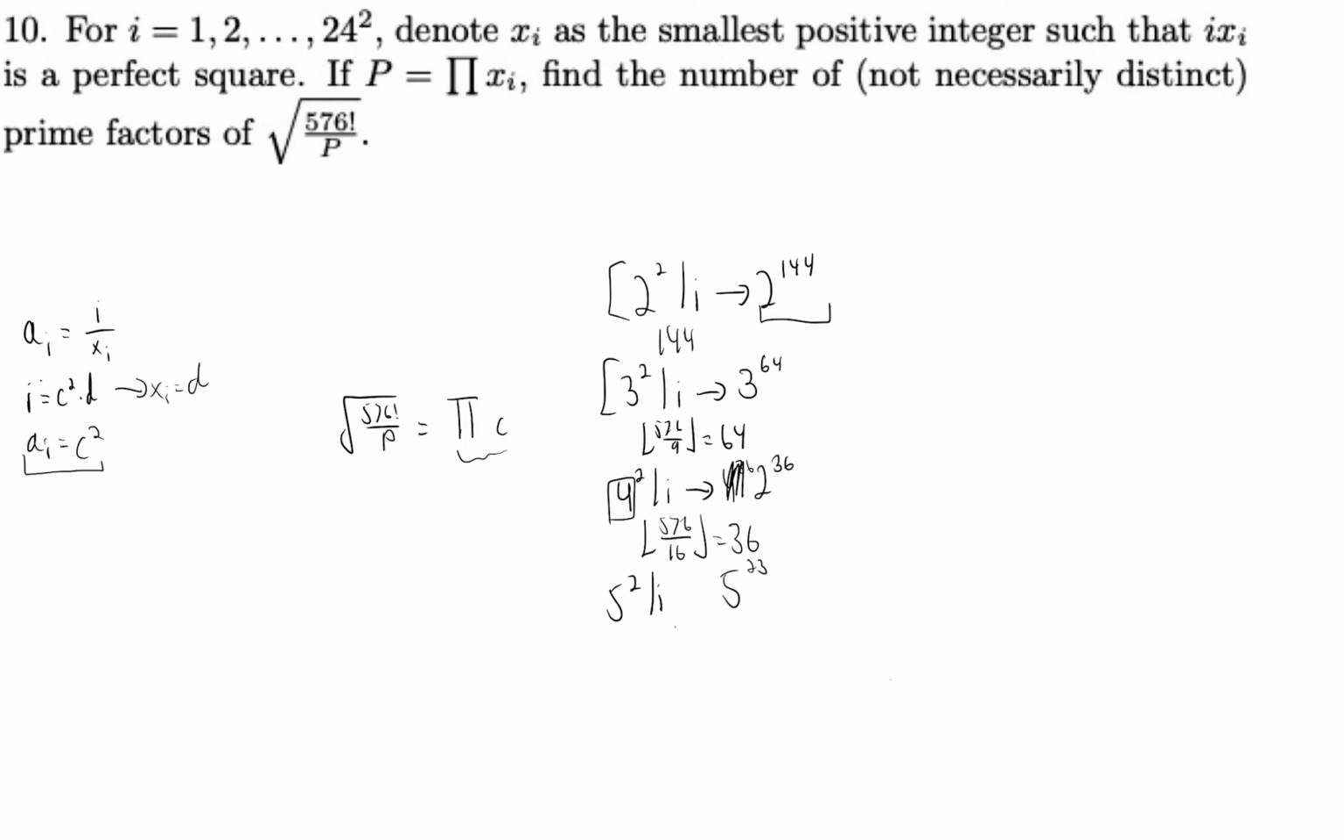Now we know this, so this contributes 144 prime factors, this contributes 64, this 36, this 23, and so on. If we add all of these numbers up to the last one, which is 23 squared, then we're going to get 306. And 306 is our final answer. That's it for this problem.